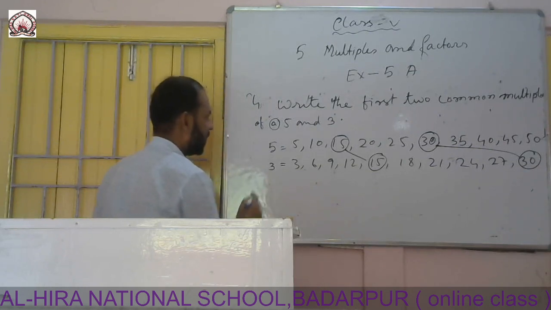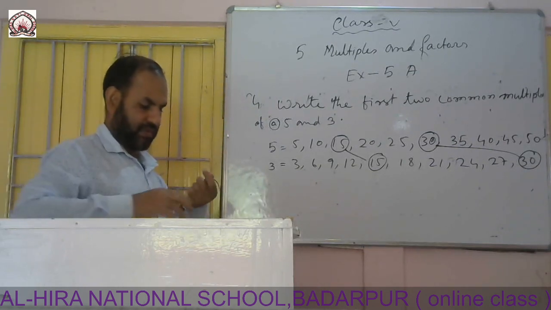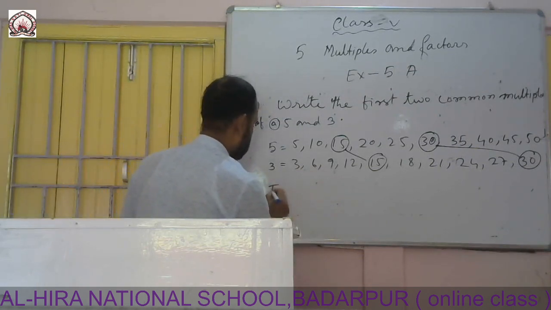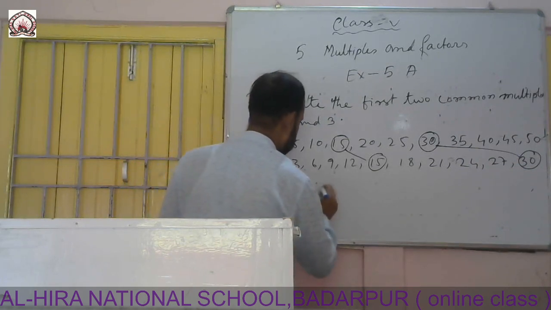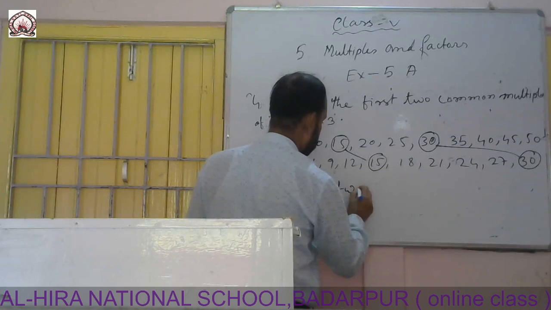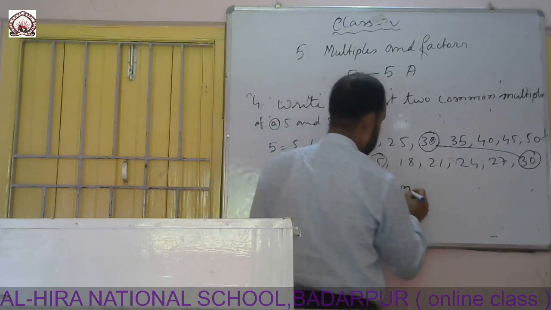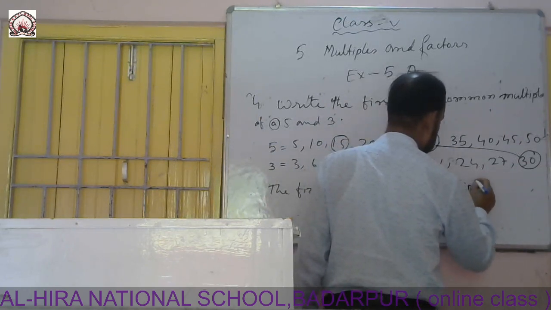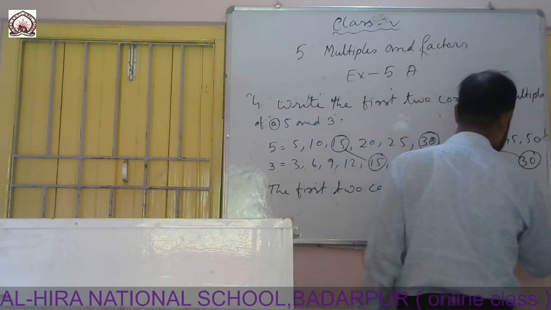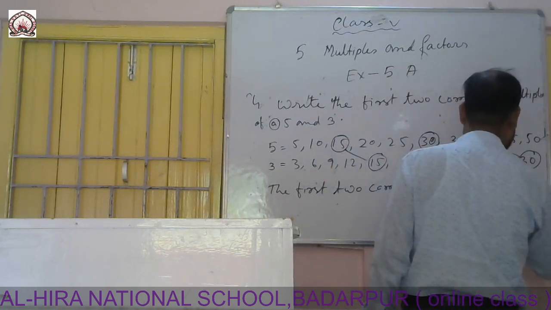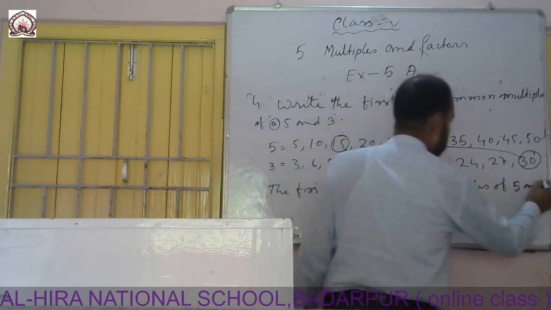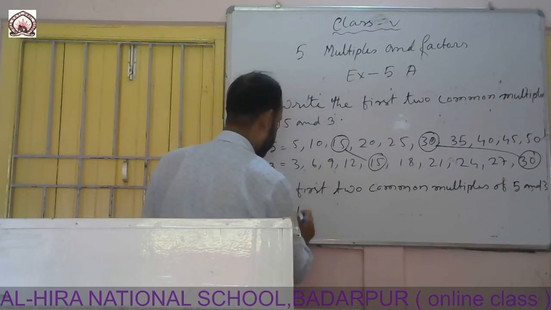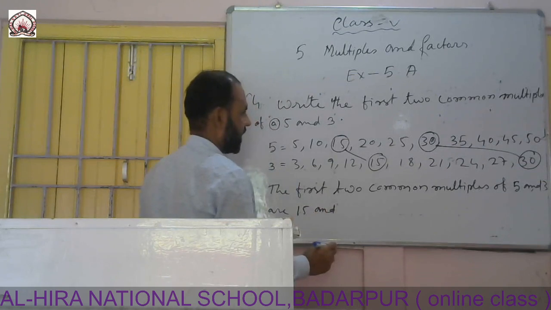So we can write, therefore, the first two common multiples of 5 and 3 are 15 and 30.